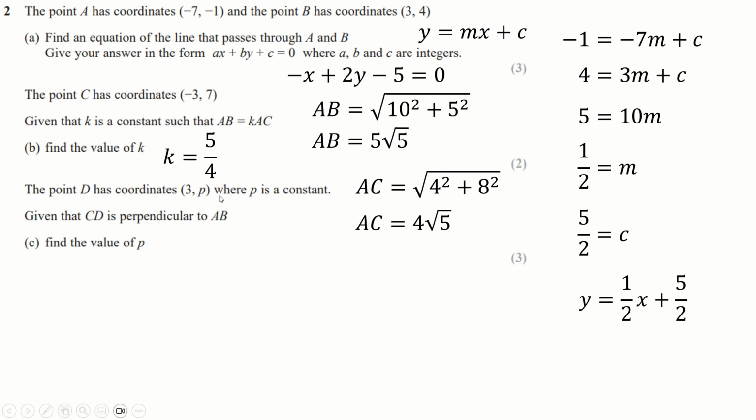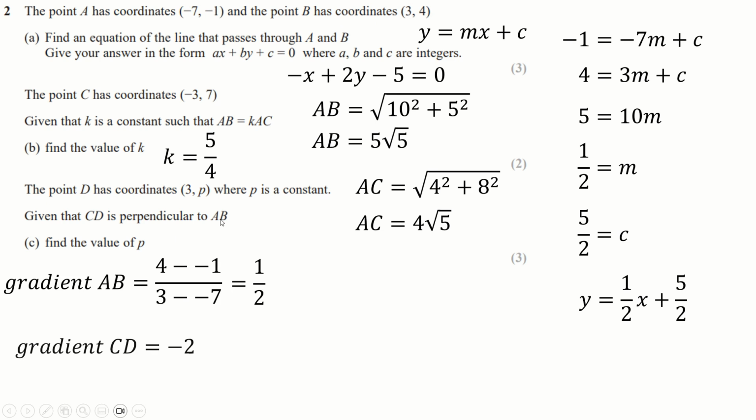Point D has coordinates 3, p, where p is a constant, CD is perpendicular to AB. The gradient A to B is going to be y1 minus y2 over x1 minus x2, or the other way around, it doesn't really matter, as long as you do this minus this over this minus this. These things add, you end up with gradient a half. So the perpendicular therefore has gradient minus 2. So the gradient C to D has gradient minus 2 there, negative reciprocal of this.